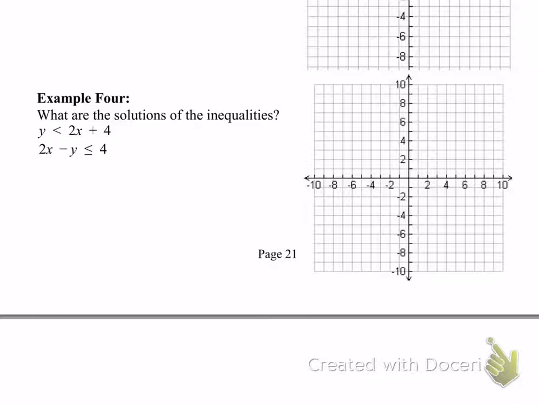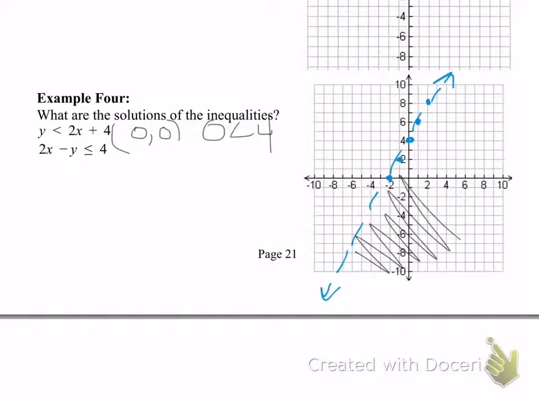Example number 4. I'm going to go through this one a little quicker so I don't waste your time. For the first one, remember it crosses at 4. And our slope is 2 over 1, so it's going up 2 over 1, up 2 over 1, or down 2 and back 1, down 2 and back 1. This is going to be a dashed line because it doesn't have the equal to sign. Now we've got to do our shading. So you're plugging in 0, 0. So you've got 0 is less than 4, and that is true. So you want to shade 0, 0. That's this side.